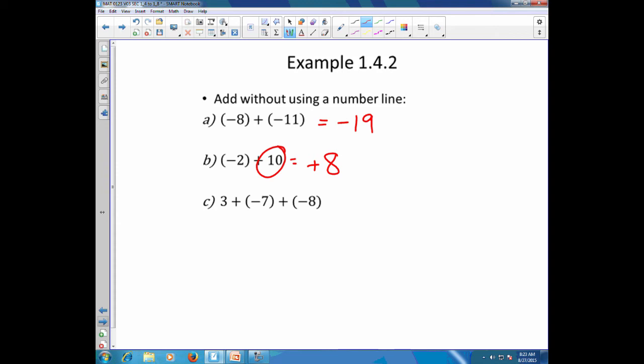Finally, we've got 3 numbers to add. So let's just deal with the first 2 first, and then we'll add the last one. 3 and -7 have opposite signs, so we're going to subtract the numbers. 7 minus 3 is 4. And we're going to keep the sign of the bigger one, or the one with the biggest absolute value. And so that's -4. And now -4 plus -8. They both have the same sign, so we're going to add the numbers. 8 plus 4 is 12. And keep the sign.